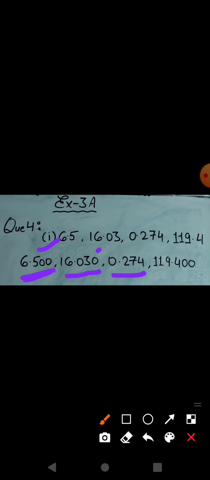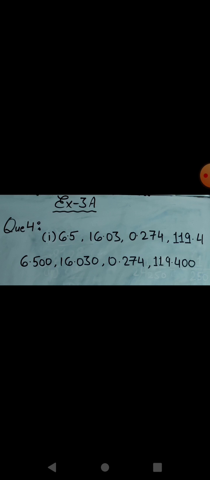The third one was with 3 places. Now the fourth one had 1 place, that is 119.4. So we are putting 2 zeros here. Now it is also with 3 decimal places. So these all are now with 3 decimal places. Okay, so these are now like decimals.